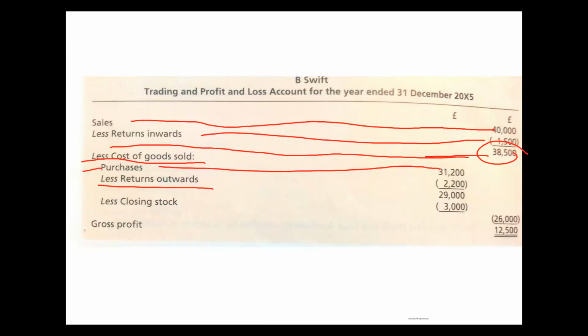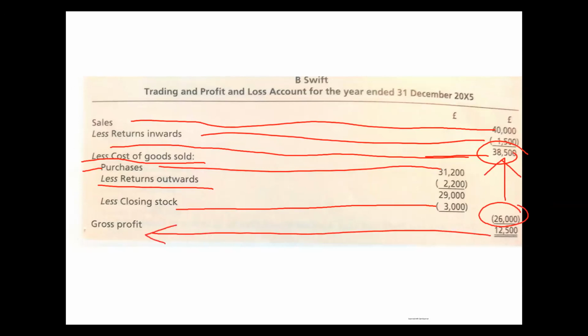What is the returns outward? The returns outward, these are things that you as a business have purchased, then you have decided to return them to your suppliers. Probably they don't meet your standards, or they have some defects. You return them. So you remove them from the purchases. After removing them, you remove the closing stock. Then whatever the sum you get, you remove it from the net sales, and you form the gross profit. Then from the gross profit, you can remove the expenses that we are just talking about.